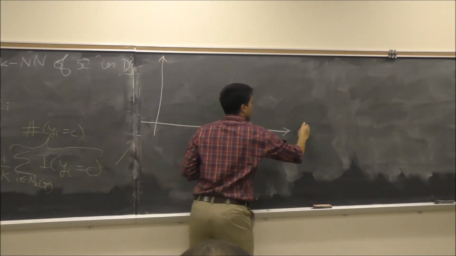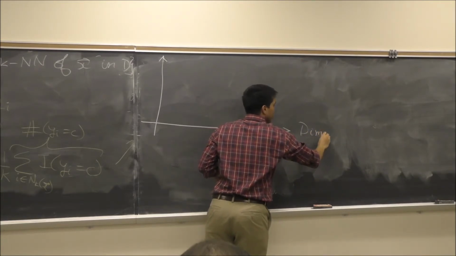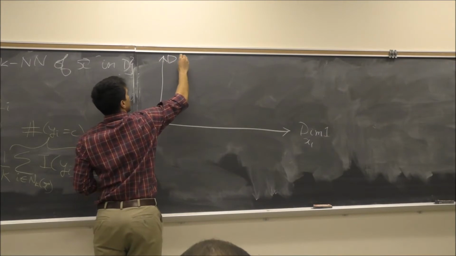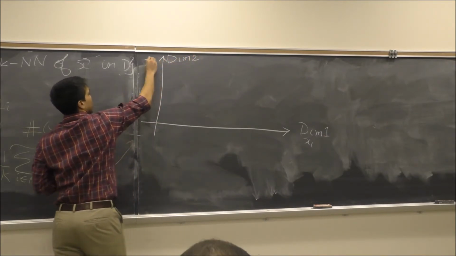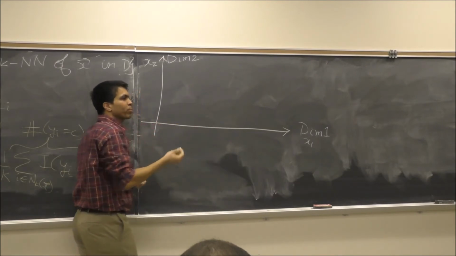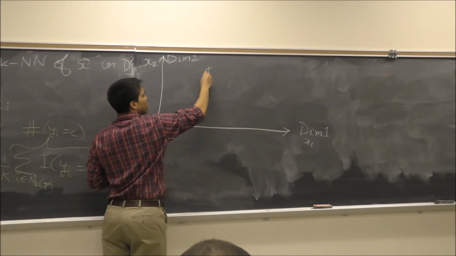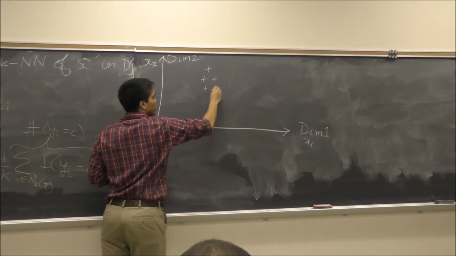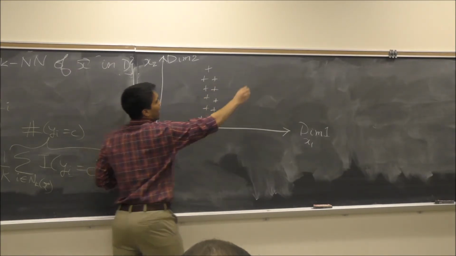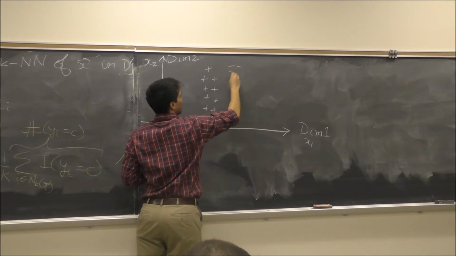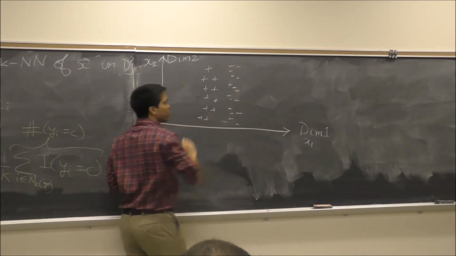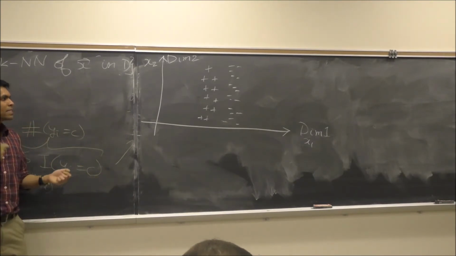Let's say this is dimension 1, or x1 if you will, the first coordinate. This is dimension 2, or the second coordinate. And this is a 2-class problem, and I'm going to draw the data. So +1 is the positive class, and this is how the data is distributed. And -1 is the other class, and this is how that data is distributed. So this is a point in a 2-dimensional space. That's the data set you have.